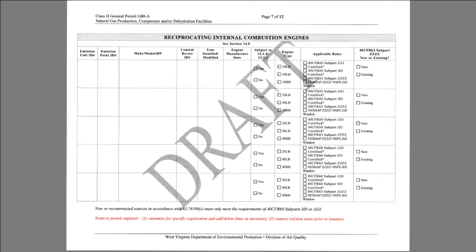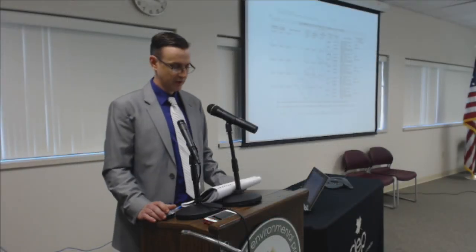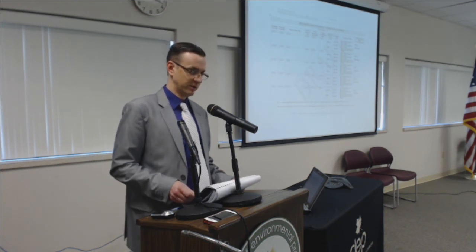We also ask that you indicate the engine type, and, I'll take that back, it's not we ask you. We'll indicate the engine type, we'll indicate the applicable rules. So if it's a 4J engine, we'll say, you know, it's a 4J engine. Is it certified? Is it in that window? And we'll also indicate whether it's a new or existing engine under 4Z.